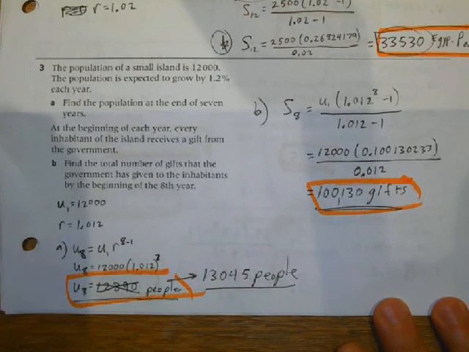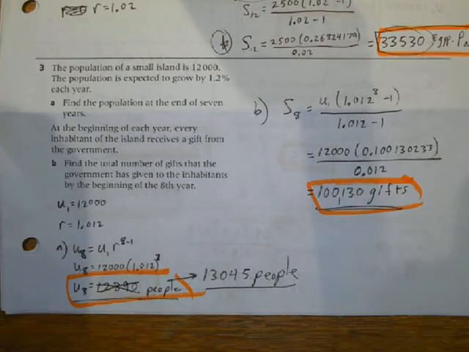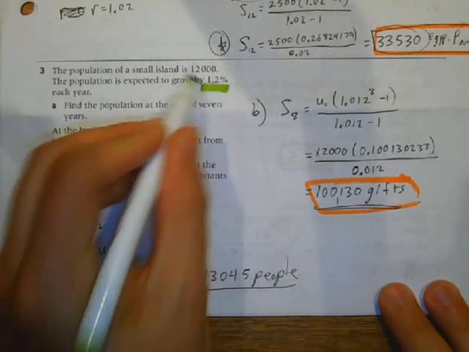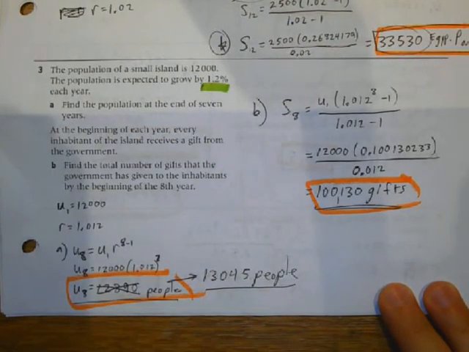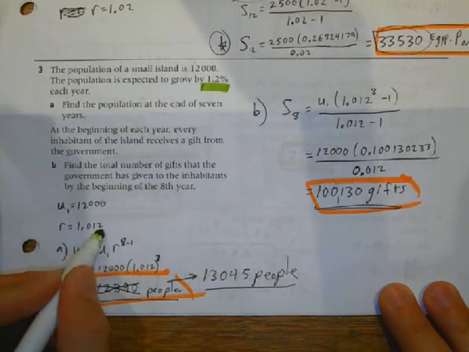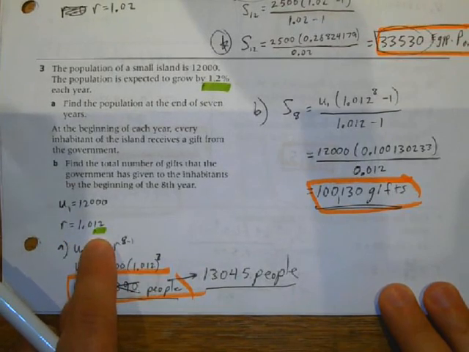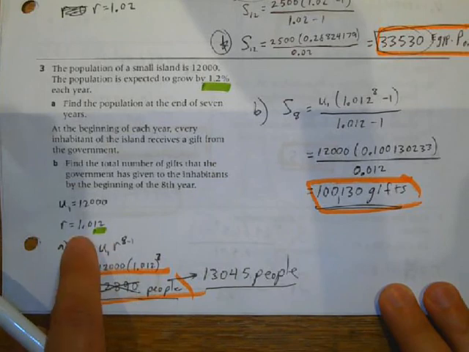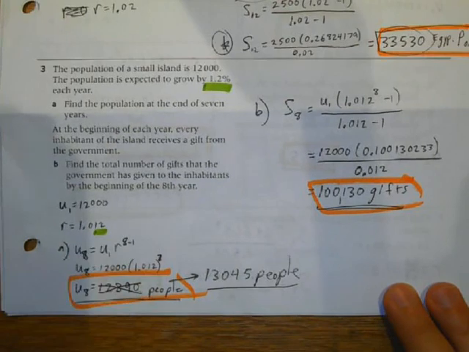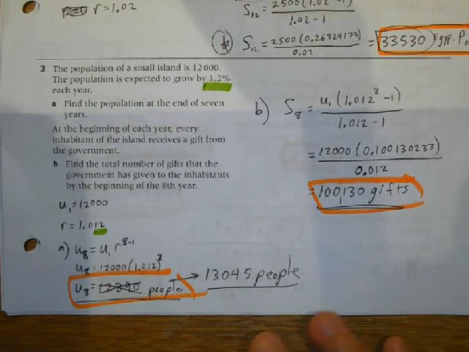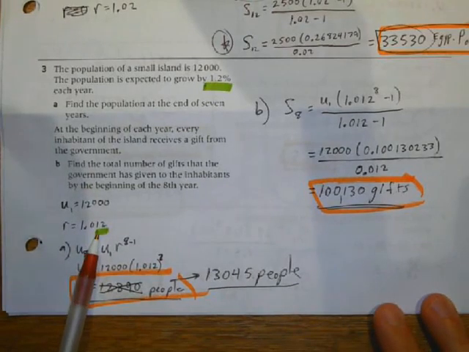Something that might be tricky to note is that if the population is growing 1.2%, the r value is 100% plus 1.2%, which is going to give me 1.012. Because this is 100% plus 1.2%.